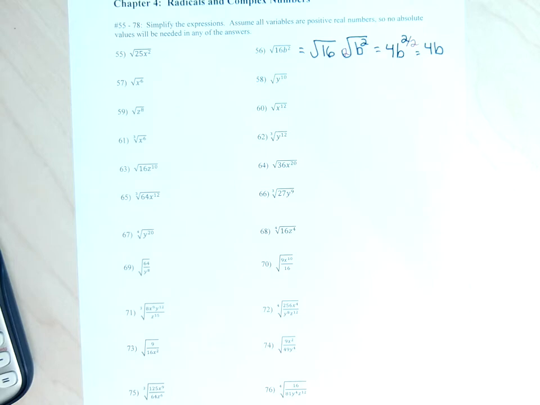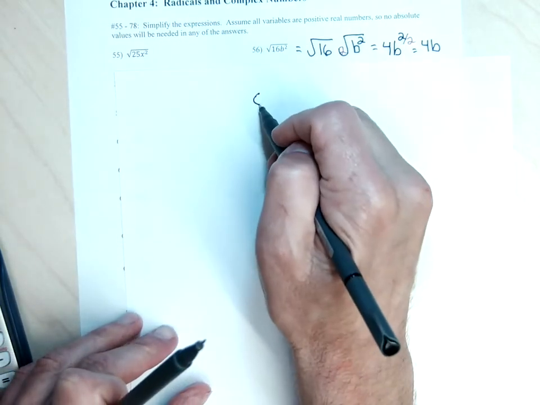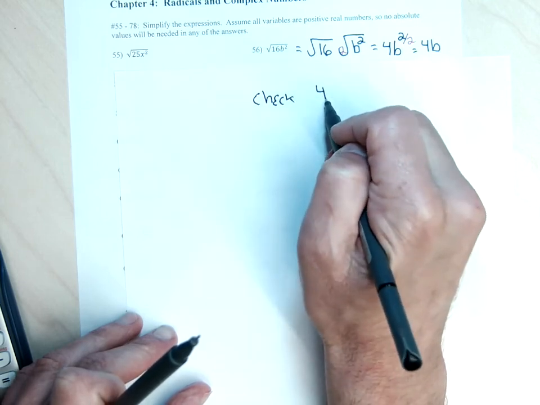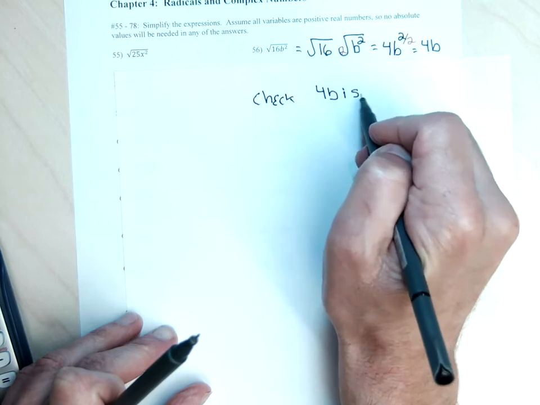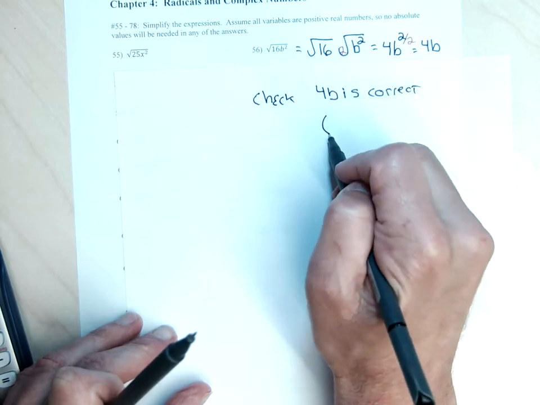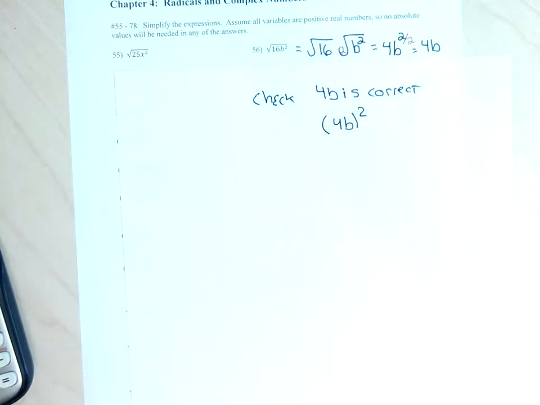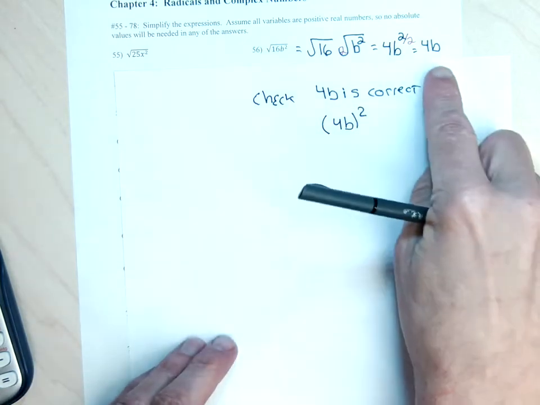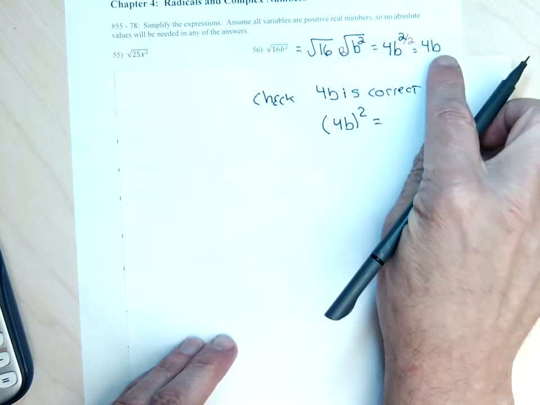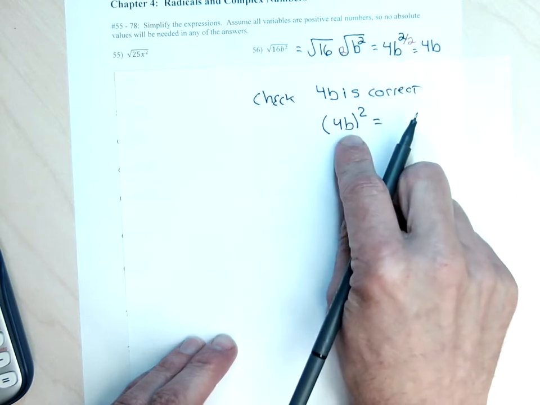And if I want to check, anytime I write an answer down, to check to make sure that 4b is correct, anytime I do a square root, I should be able to take my answer and square it, and it should equal the radicand. So my answer is 4b. I'm going to check by squaring, because when you have a square root, your answer squared should equal the radicand.